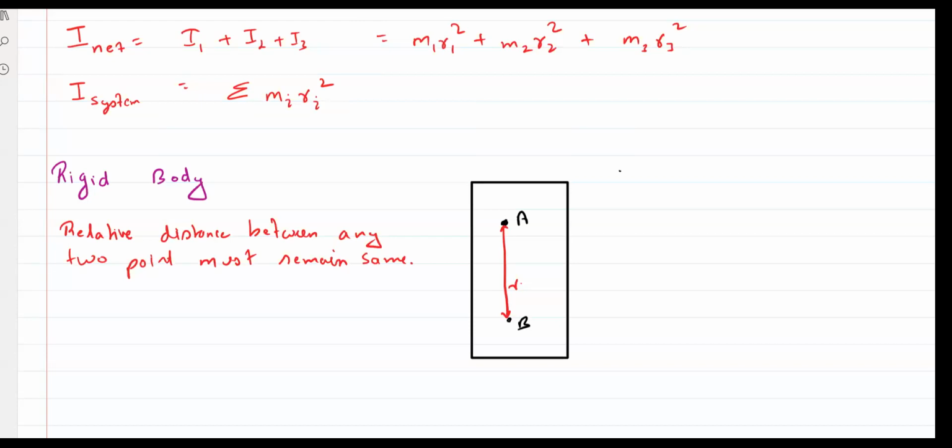So suppose the center of mass of this body is here. However you move it, you move it like this, like this, the position of point A will change. Position of point B will also change. Position of C will also change. But the relative position between A and B will be the same. Now does everyone understand?